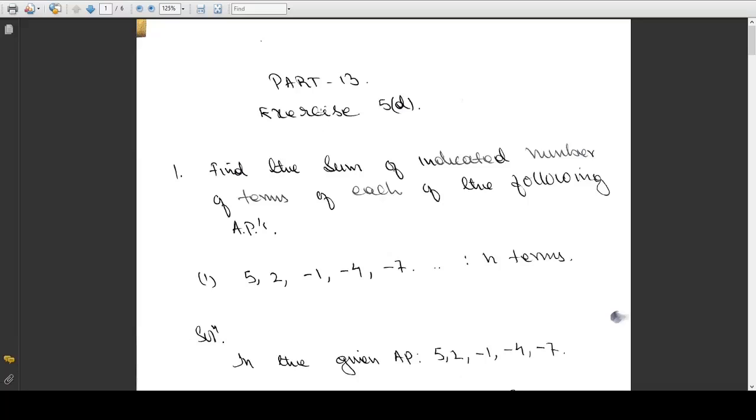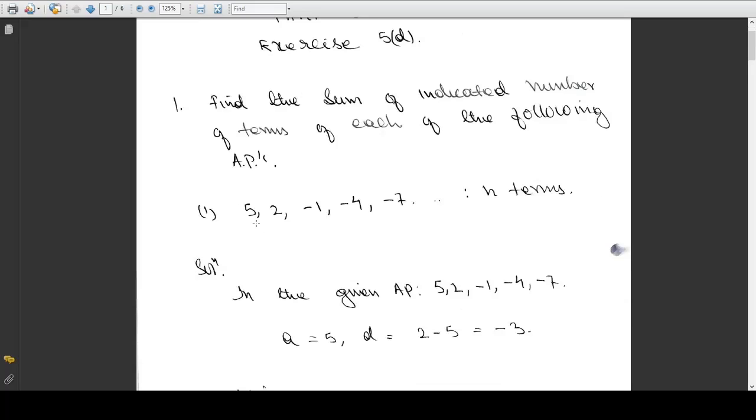Welcome again. Now we'll move to part 13 of exercise 5D. The first problem here: find the sum of the indicated number of terms of each of the following APs. We have to find the sum. Here is a little bit different. We have to use the formula for finding the sum of the given AP.